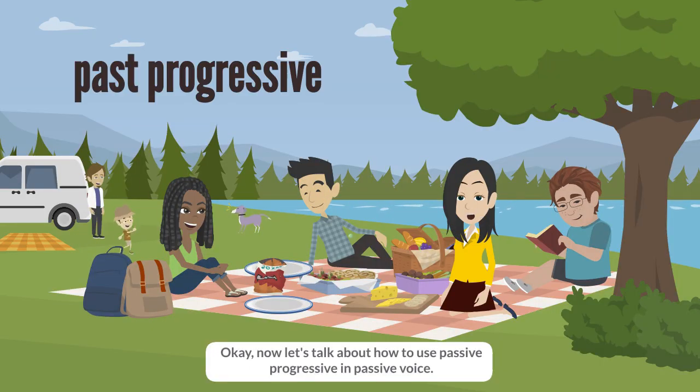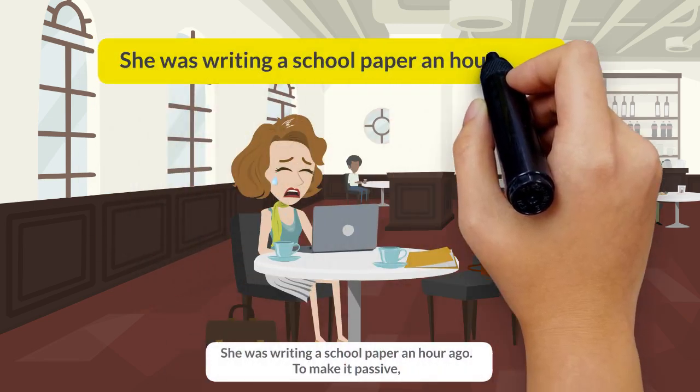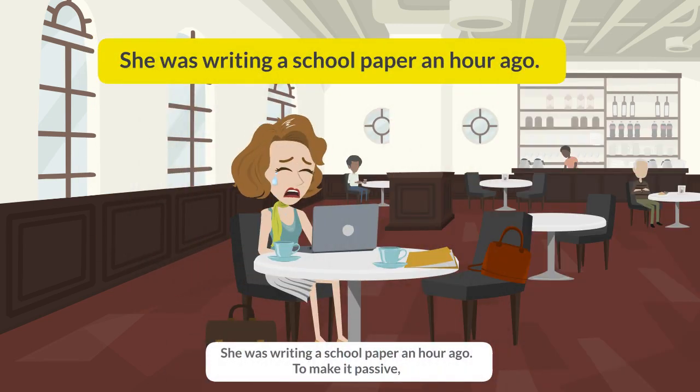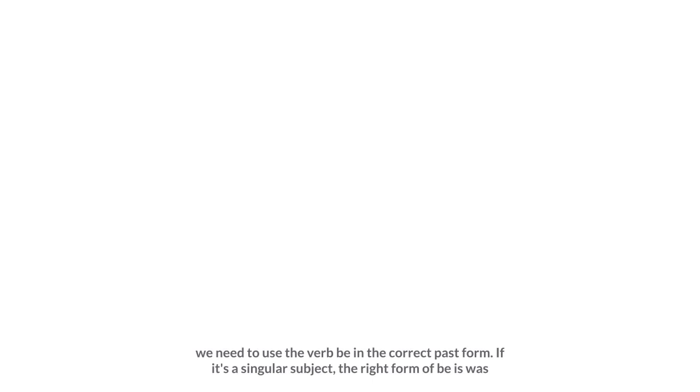Okay, now let's talk about how to use passive progressive in passive voice. Here's an example of active passive progressive. She was writing a school paper an hour ago. To make it passive, we need to use the verb be in the correct past form.